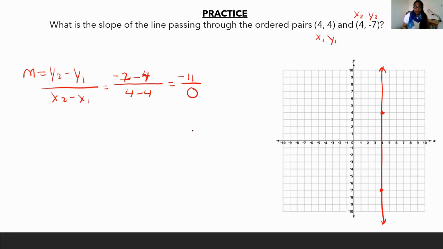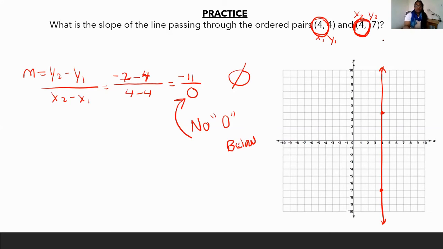So here's my thing. If you do it algebraically and you get a 0 in your denominator, you will always get an undefined answer, a null set. You will always get that. You cannot take a number and divide it by 0. You can take 0 divided by a number, but not a number divided by 0 to give you an answer. Okay? So this is going to be undefined. I can do it the other way, and guess what? I'm still going to get 4 minus 4 as my denominator. So if your x values repeat, you will always have an undefined slope.